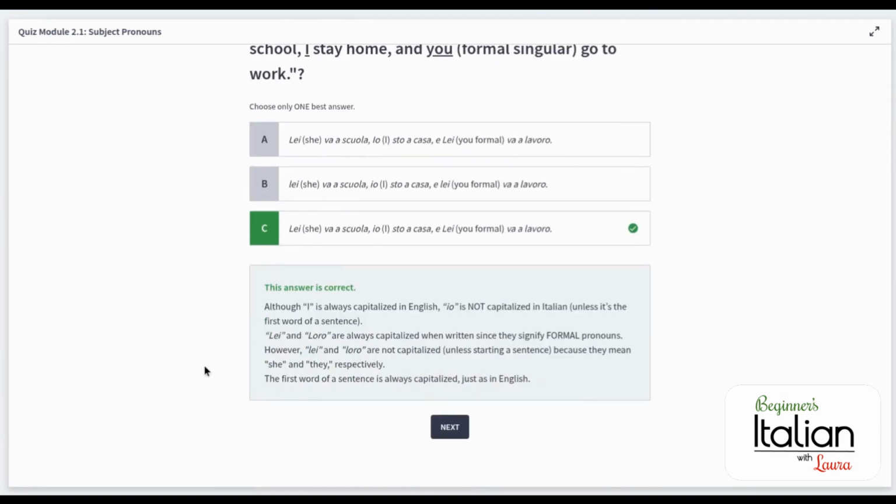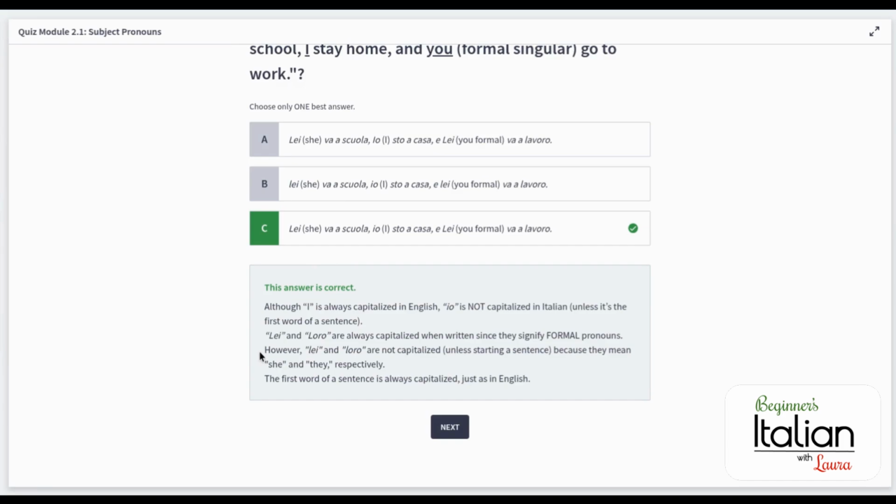Okay, so letter C is the correct answer, with the first lei being capitalized, the io is not, and the second lei is capitalized because it means you, formal. Although I is always capitalized in English, io is not capitalized in Italian unless it's the first word of a sentence. Lei and loro, when used in the formal sense, are always capitalized when written since they signify formal pronouns.